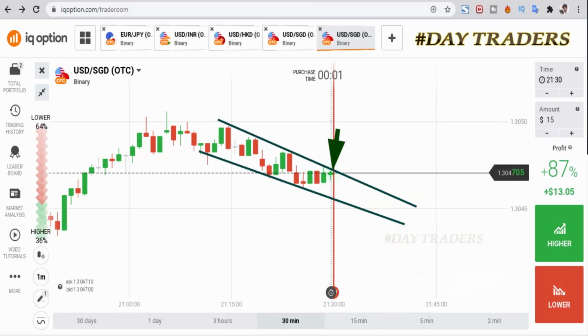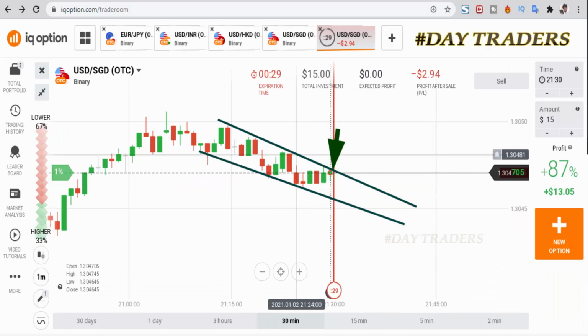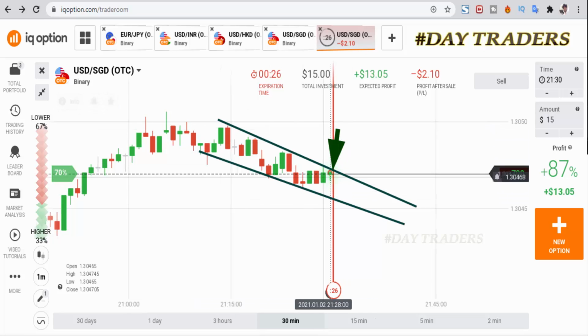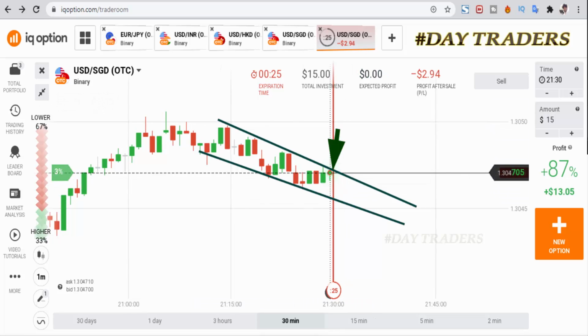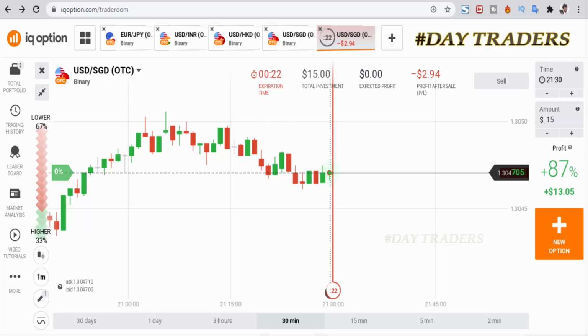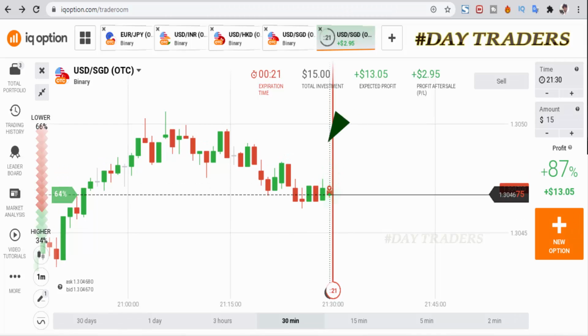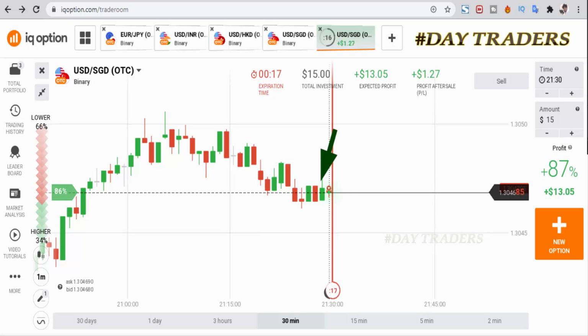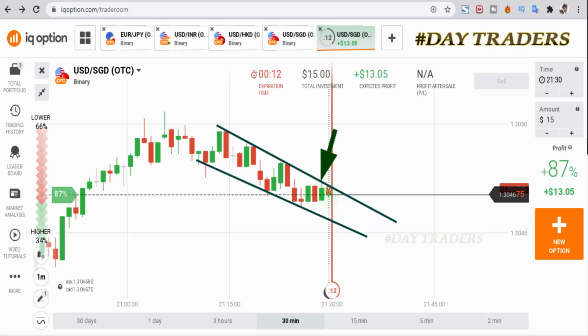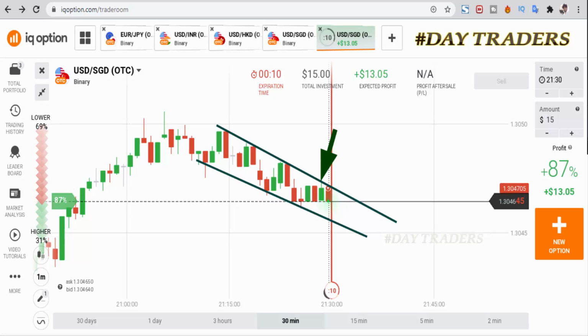I will place a layer option. I am expecting a bearish candle. Why? Because this is a seller's area and this is a downtrend market. And you can see the previous candle made a rejection. Okay, so that's the reason I place a layer option. It is a simple thing, but you can also observe the candle psychology at this resistance level, after which you can place a trade.